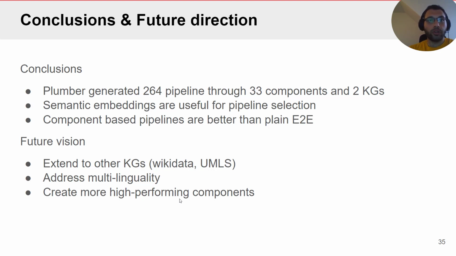For future work, we would like to extend Plumber to other knowledge graphs such as Wikidata or UMLS. Currently, Plumber only supports English, and we would like to address the multilinguality of things. As well as we want to create some high-performing components, especially relation linkers, and see how they impact the overall performance of the system.